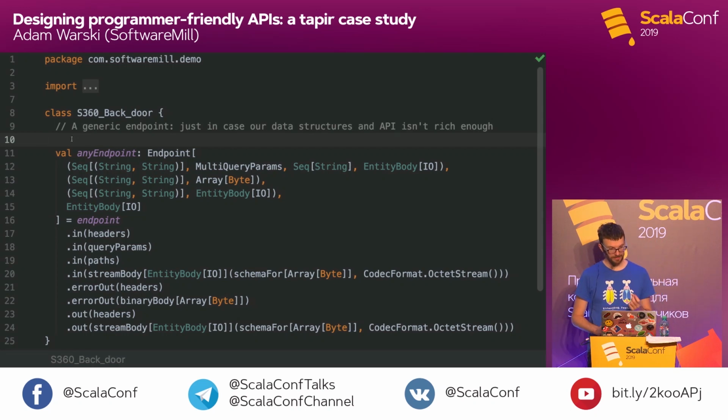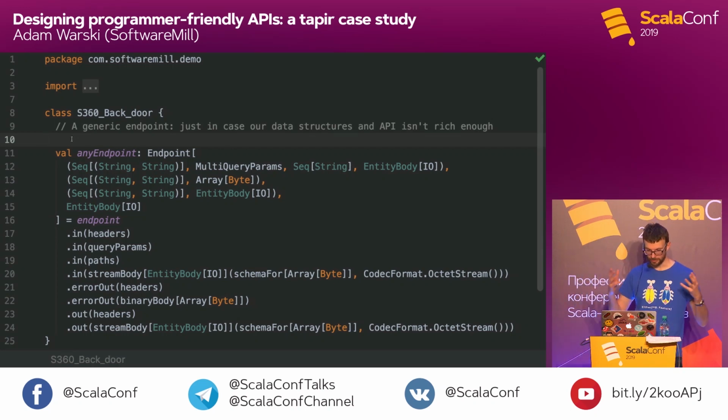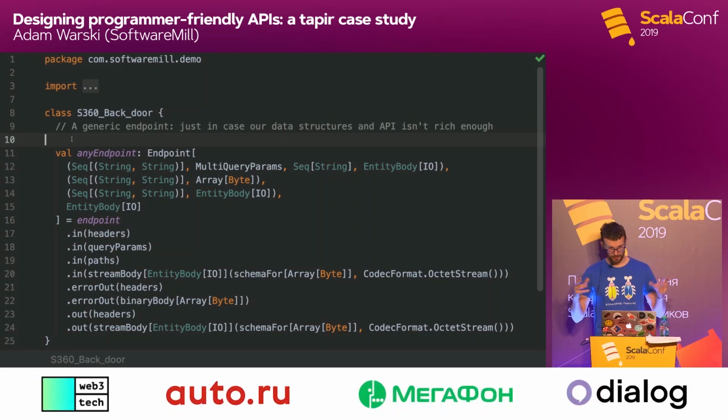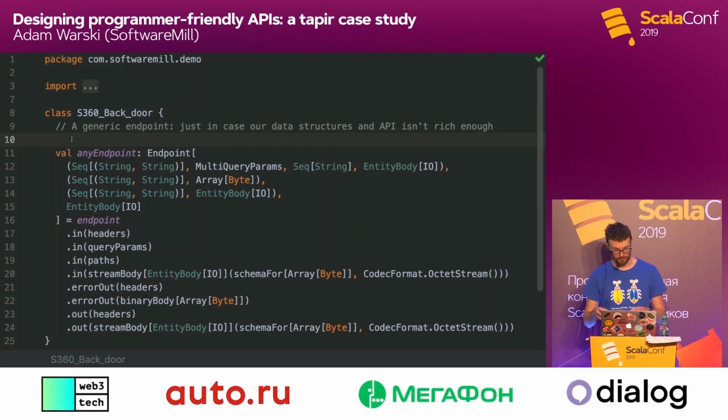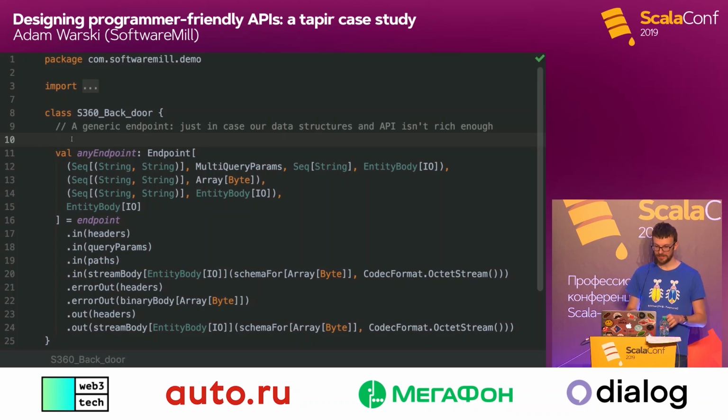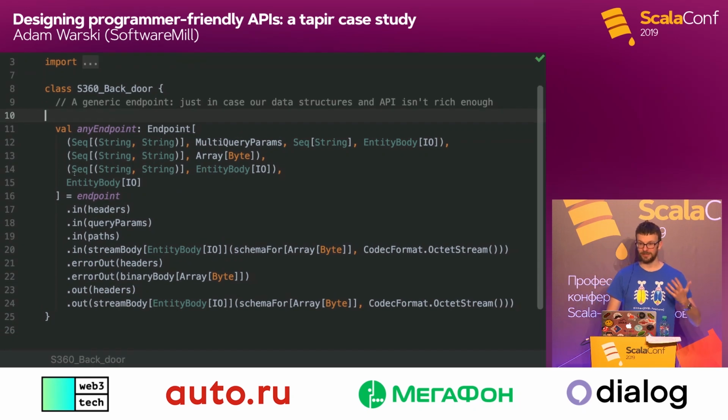Okay? And the last thing I wanted to mention is that however nice your API is, you actually probably want to have some kind of backdoor, right? You won't foresee all use cases and all kinds of ways that people will actually try to use your library. So it's good to have a way to do anything, right? And there is a way to do anything in Tapir, right?